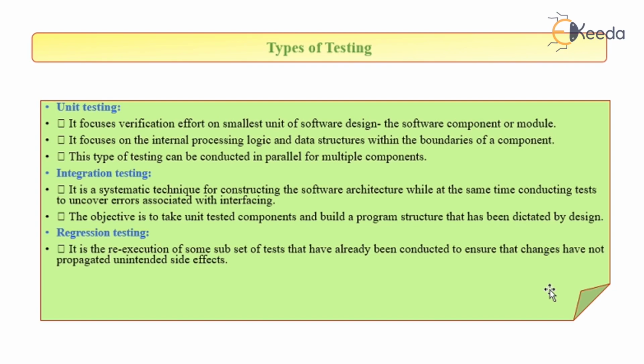The objective is to take unit tested components and build a program structure that has been dictated by design. So basically, I'm testing the architecture and design here. Regression testing is one of the integration testing types. Here, it is the re-execution of some subset of tests that have already been conducted to ensure that changes have not propagated, causing unintended side effects.